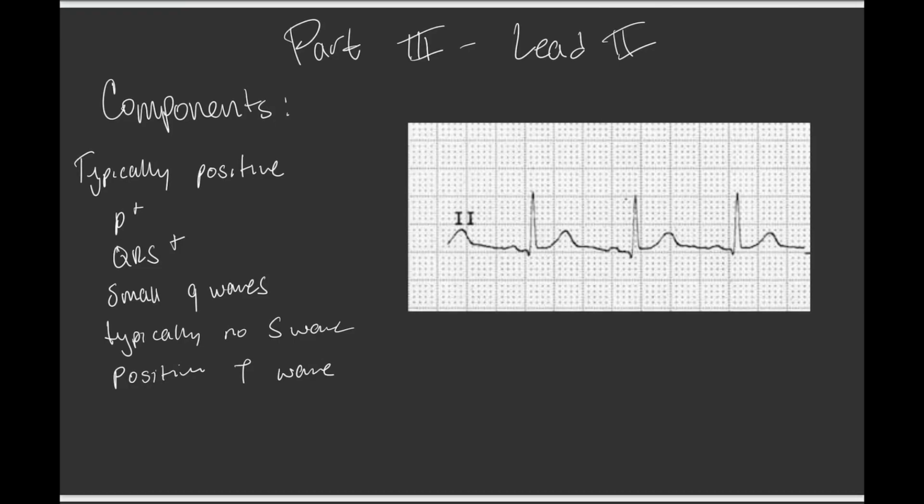So if we look at the example, we see that P wave is positive. We have a small Q wave. We have a dominant R wave, which gives us that QR complex. And we see that the T wave is positive as well.